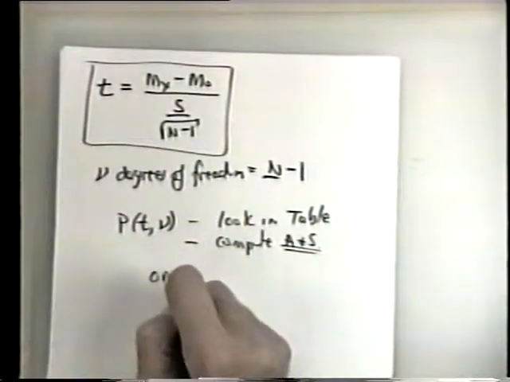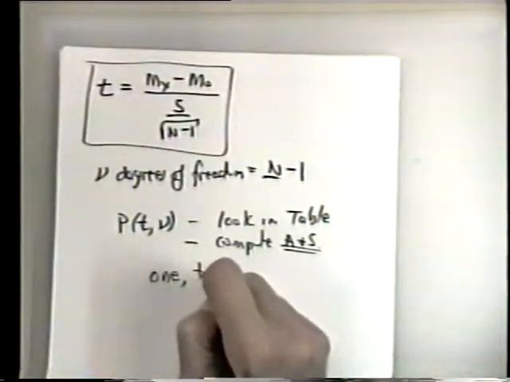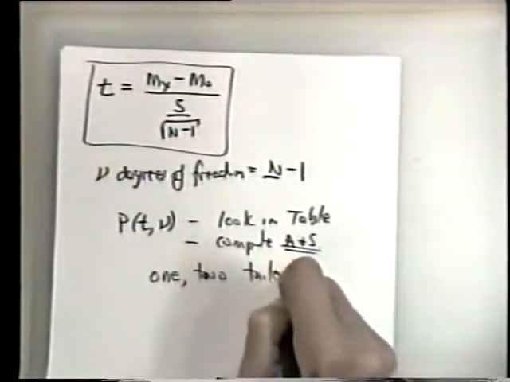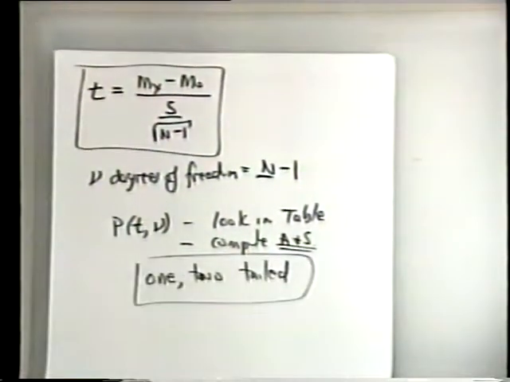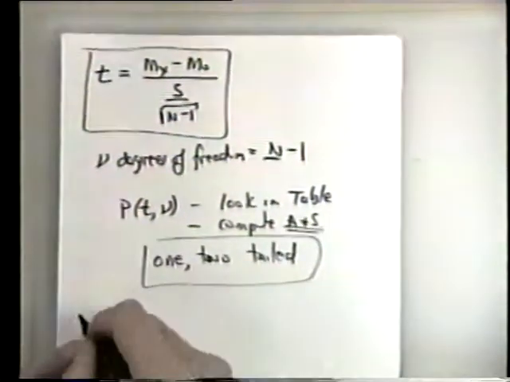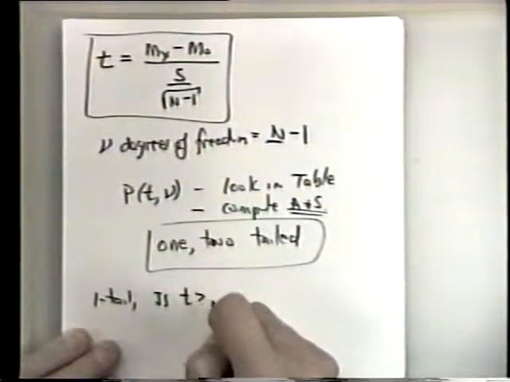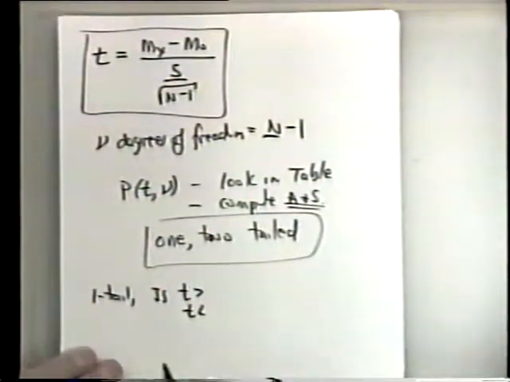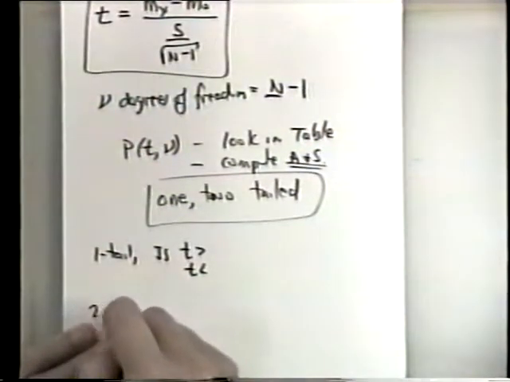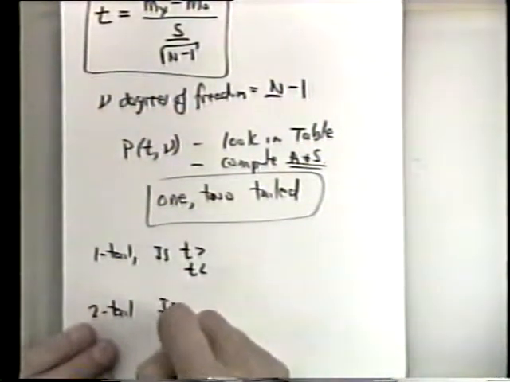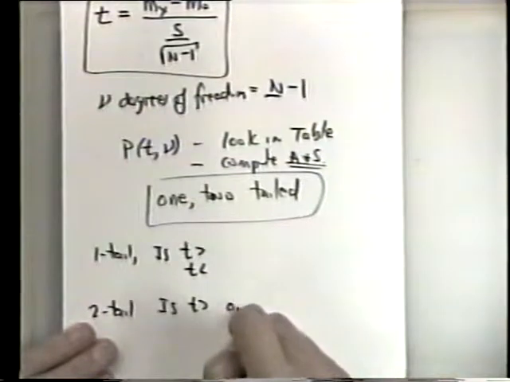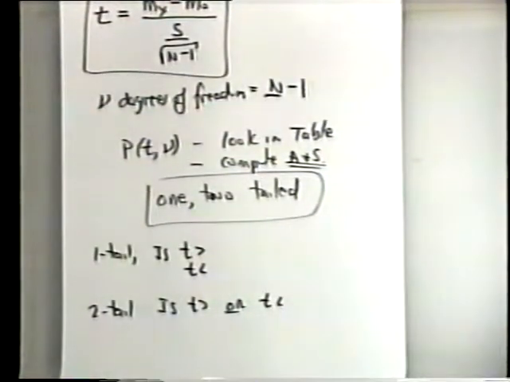And again, we have the option, just as we had before, of doing a one-tailed or a two-tailed test. Depending on whether we're asking, a one-tailed test means, is the t-value greater or less than a value that we wanted? And a two-tailed test is the t greater or less than the value that we were expecting. So again, we have the one or two-tailed business.